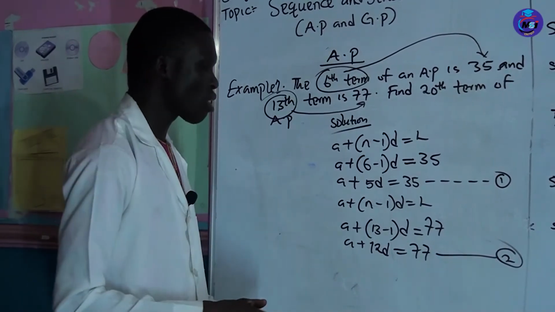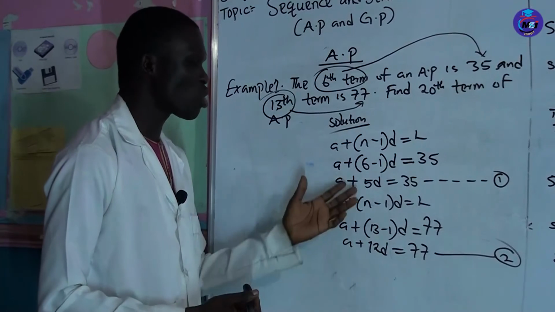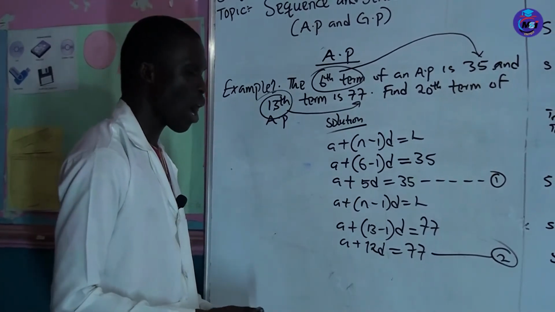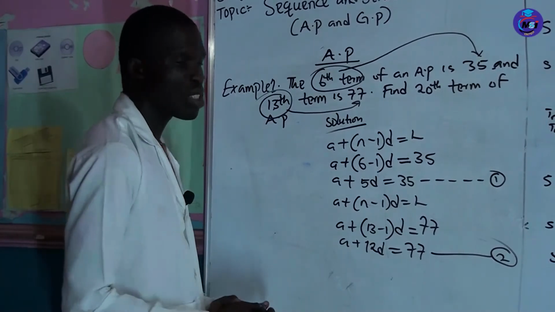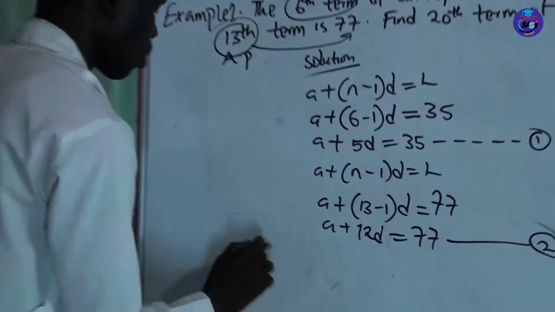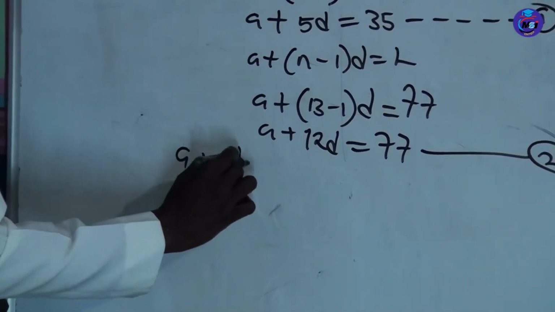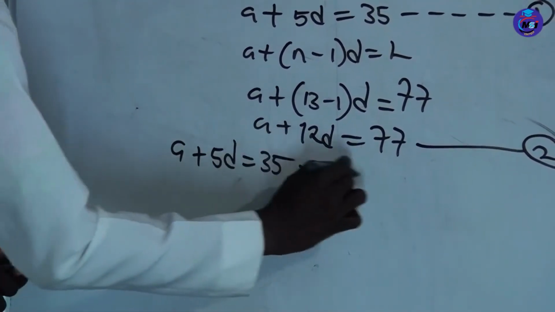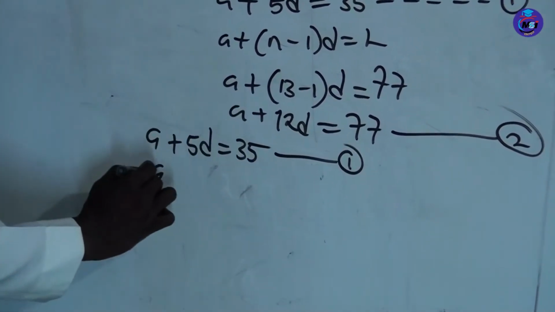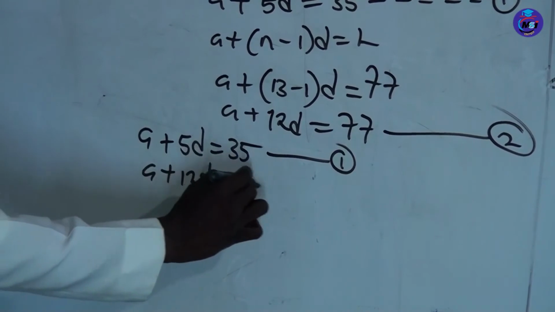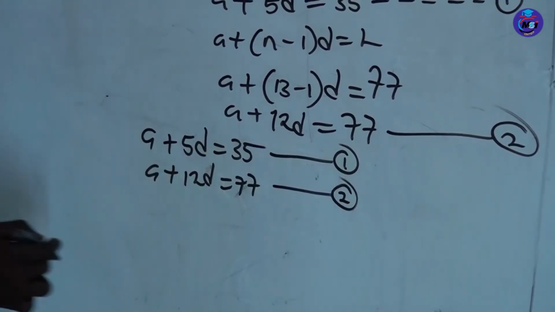So let's solve together. We are going to bring equation 1 and equation 2 together. And when we bring them together, what will happen? It will lead to simultaneous equation. So we are going to have A plus 5D equals 35, equation 1. Then A plus 12D equals 77. This is equation 2. Okay?